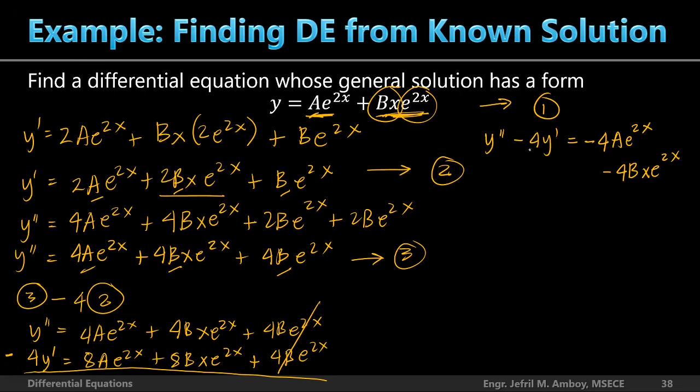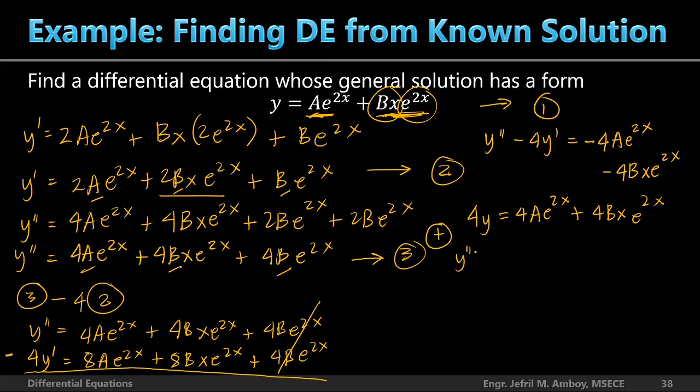And this equation is now similar to equation 1. Okay? So, if I multiply equation 1 by 4 and add it to this equation, I can now eliminate the arbitrary constants a and b. Okay? So, what I will do is I will multiply this entire equation by 4. So, 4y equals 4a e raised to 2x plus 4bx e raised to 2x. And then, i-add ko siya ngayon dun sa nakuha ko kaninang equation.